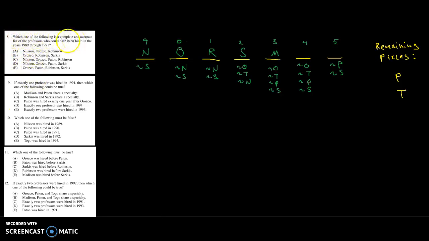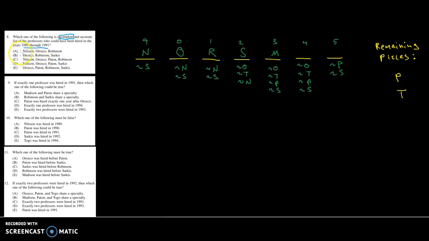Number 8. Which one of the following is a complete and accurate list of the professors who could have been hired in these years right here? Now this is a key phrase here. This can be a little bit confusing. Well, what complete means is that not necessarily just the bare minimum. We know from these years, 89, 90, 91, we have N and O and R in there.